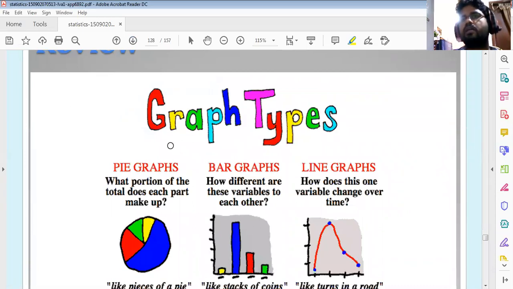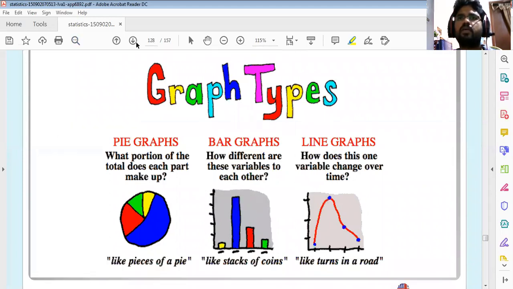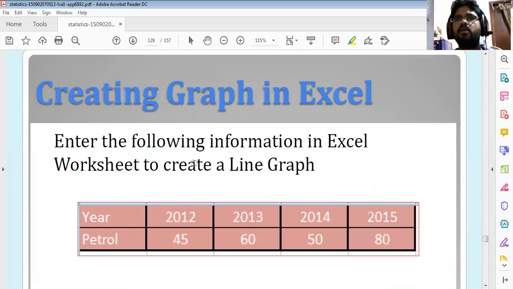So these are graph types. Simply, we can say we can use them at the basic degree level. These are enough for that: pie diagram, bar diagram, and line graphs. How we can create graphs in Excel, I already showed. Simply enter the data and select the information. Like this, you can select the information, then go to insert. If you want a column, you can get it column-wise. That is called a bar diagram.